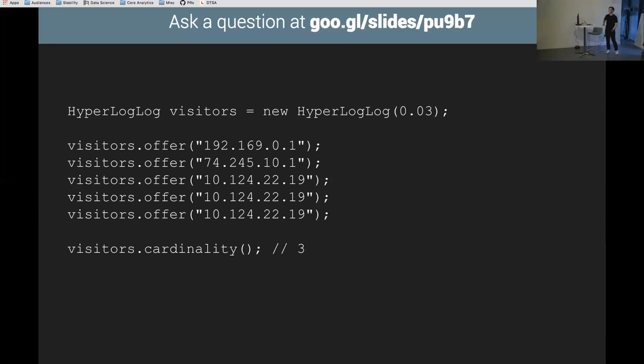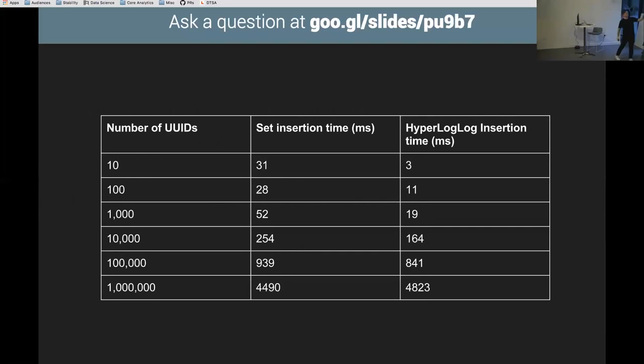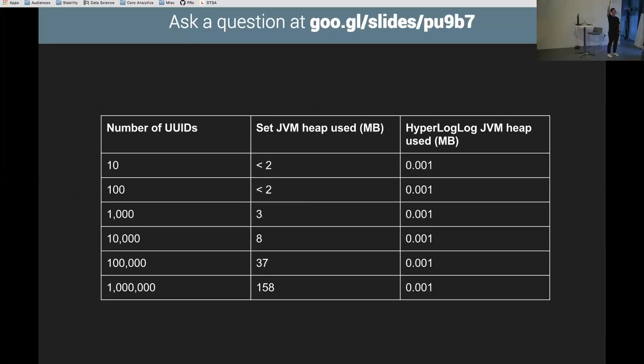Don't try and explain it to your colleagues. Just submit that in the pull request and be like, I understand this stuff. And they'll think you're really, really clever. What does it mean for numbers? Set insertion time of UUIDs up to 1 million. Insertion time to hyperloglog, pretty much the same. No performance problems there.